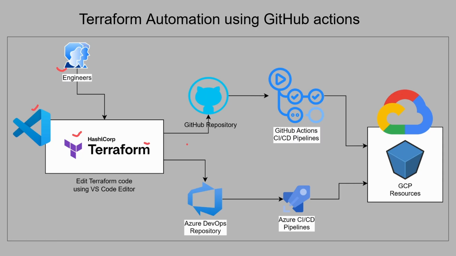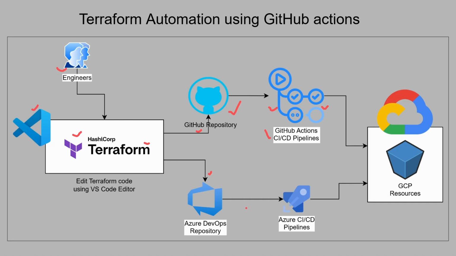In this diagram, you can see two options, GitHub and Azure DevOps. Both can store our code and pipelines. But for this tutorial series, we are going to use GitHub. So we will push our Terraform code to GitHub, and from there, GitHub Actions will handle our CI/CD pipelines. This pipeline will automatically run Terraform commands like init, plan, and apply. This helps us automate everything and avoid manual steps.